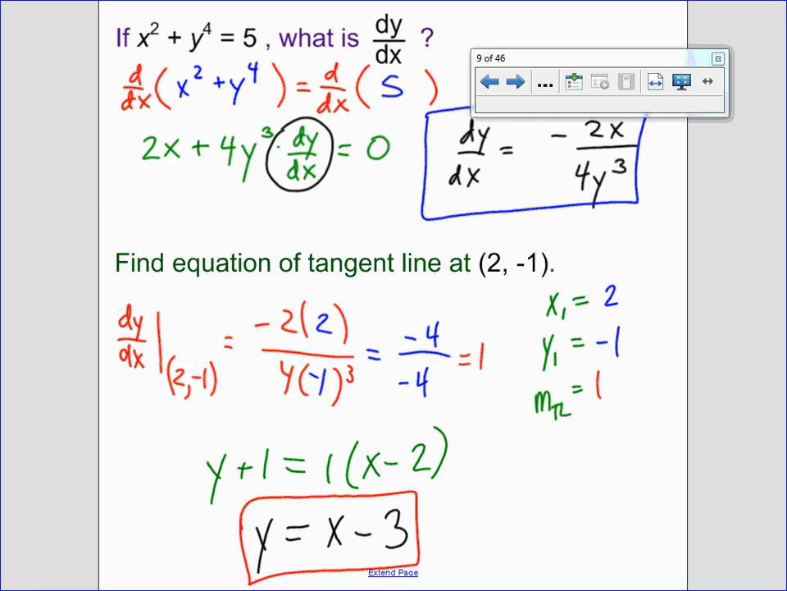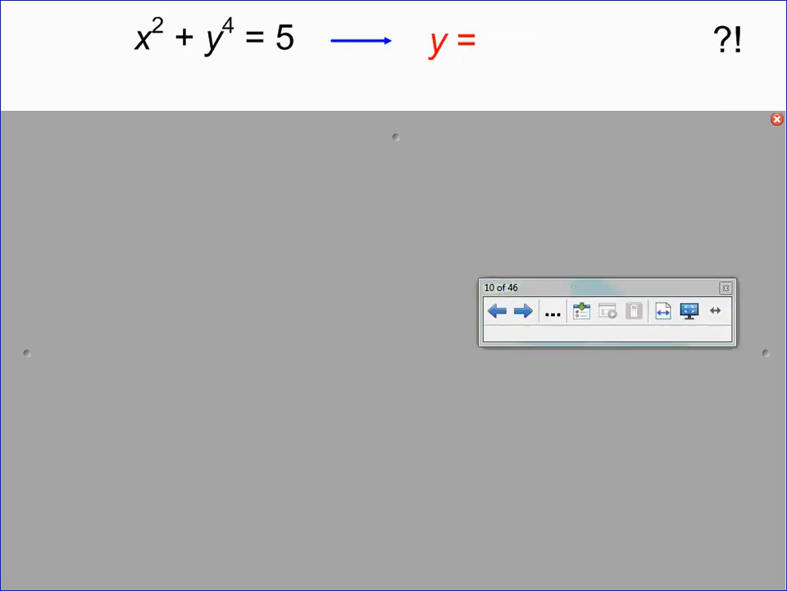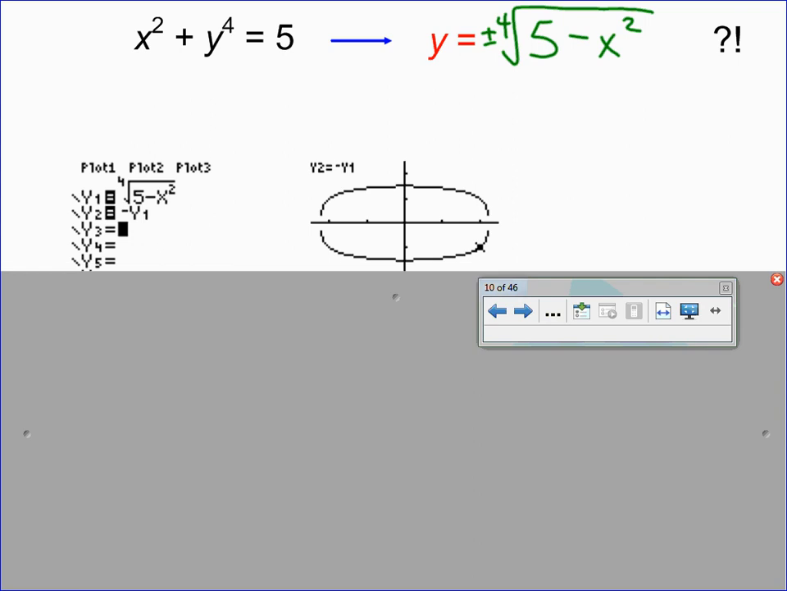I went ahead and solved my original equation for y explicitly so that I can enter my y equals menu. You don't have to do this right now. I just want you to know we could do that by subtracting over x squared and then undoing that fourth power. How would you undo a fourth power? Fourth root. We take the fourth root. And so my y would be given by 5 minus x squared, and then we'd want the plus and minus because it's an even root. So the plus and minus fourth root. And that would look just like that.